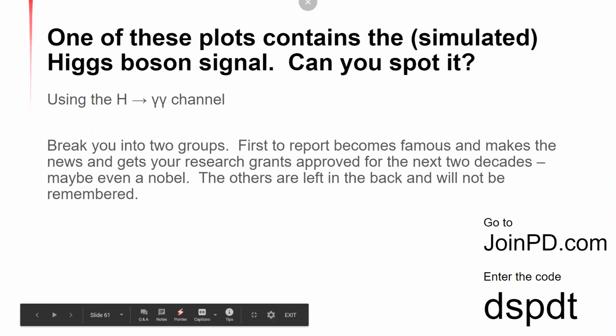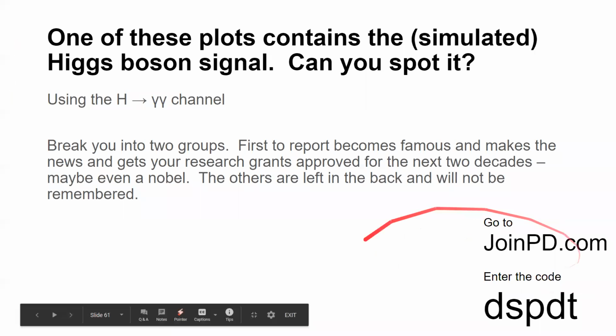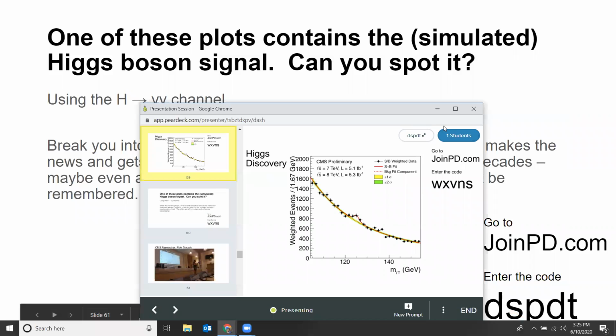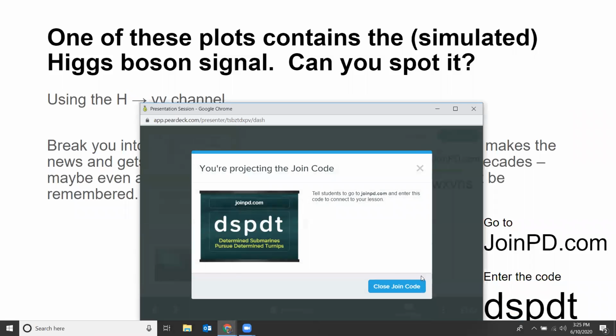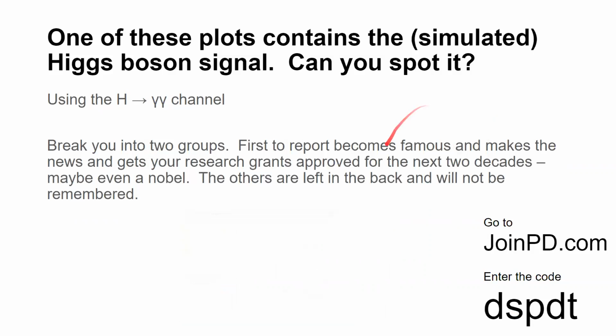Okay, and so one of these plots contains the simulated Higgs boson signal. Can you spot it? So we're going to play a game. Go to joinpd.com and go to DSPDT. Let me make sure it's still the same code. Is that okay? Oh, yeah, we're in. Let's see how many students we get. We're going to actually do this.